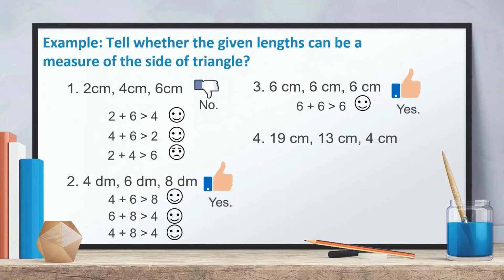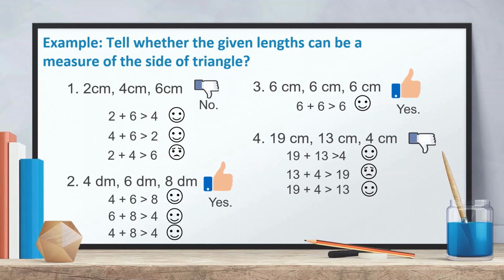And for number 4, we have 19 plus 13 greater than 4. Correct. 13 plus 4 is 17, greater than 19? That's not correct. But 19 plus 4 is greater than 13. That's correct. So this is true, this is false, and this is true, meaning that these measurements cannot form a triangle.